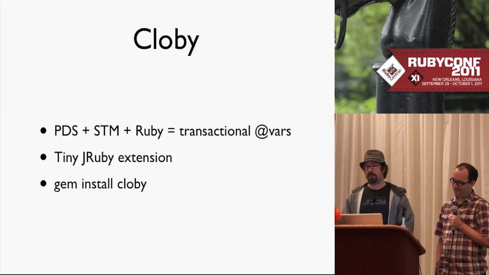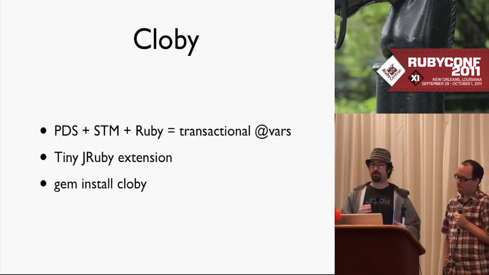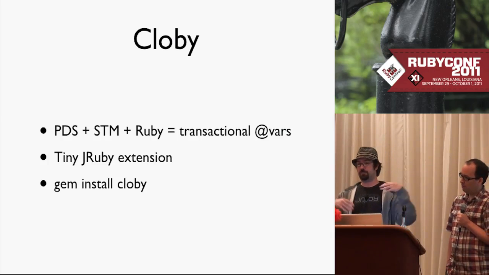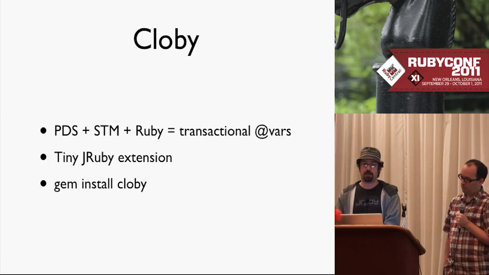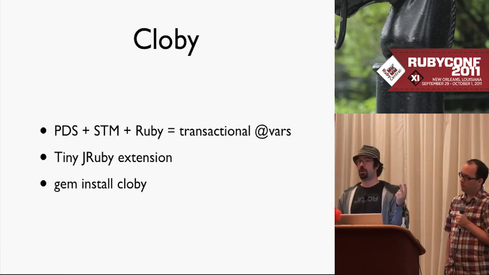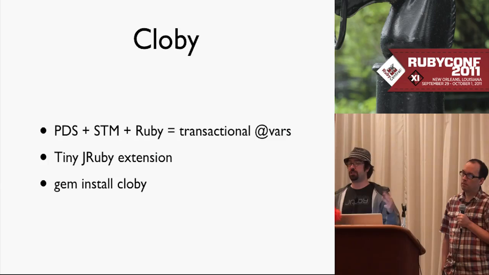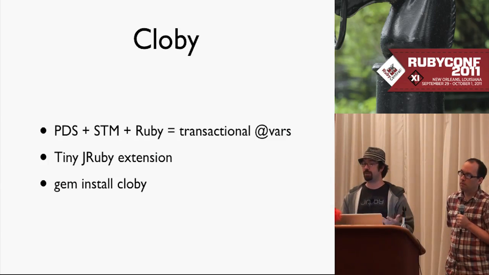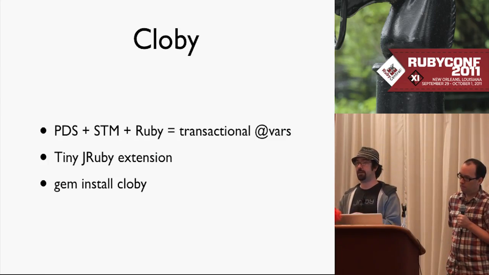So Cloby is a little library that I wrote that combines all of this and makes it just be like normal Ruby. It combines the persistent data structures. It uses one of the persistent list forms. It takes this software transactional memory and plugs it into JRuby as just a transparent part of the Ruby language. And what you actually get out of this is transactional instance variables.